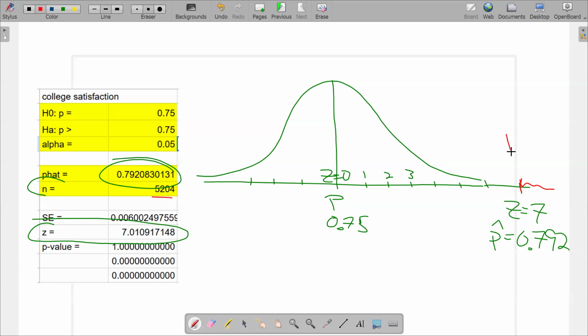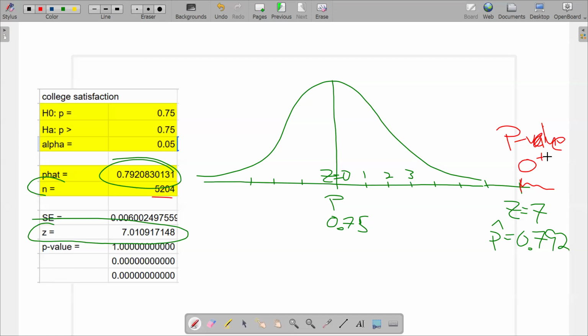According to the spreadsheet, our p-value was essentially 0. It couldn't even compute it. It was so small. In stats, we usually call that 0+. It's never exactly 0, but it's immeasurably small.